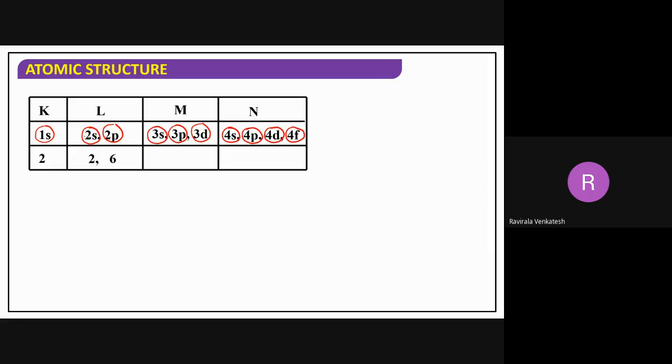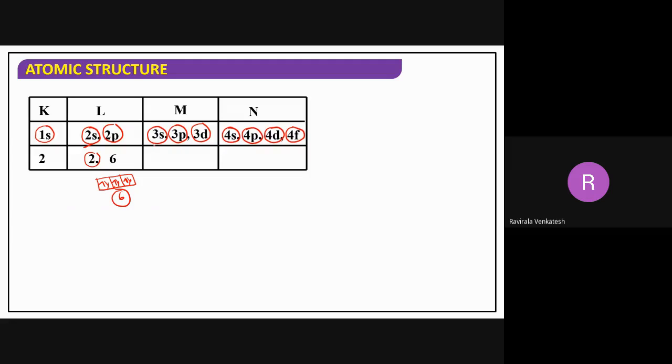So in the s orbital, how many electrons can we put? Only 2 electrons. The p orbital is subdivided like this, so you can put 2 electrons here, 2 electrons here, and 2 electrons here. In total, how many? 6 electrons.